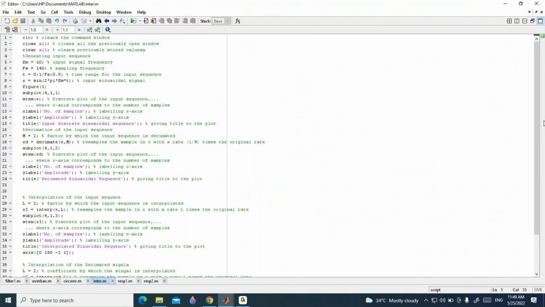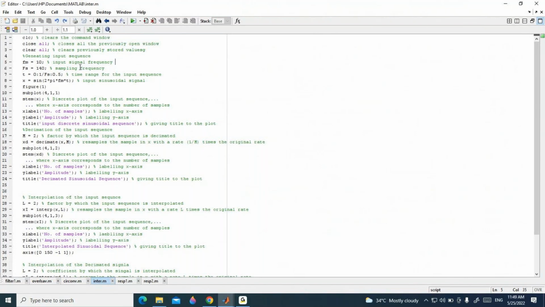So here is the program for the decimation as well as interpolation. If you observe the instructions here, CLC, as we already know, clears the command window, close all closes all the previously open windows, and clear all clears previously stored values.